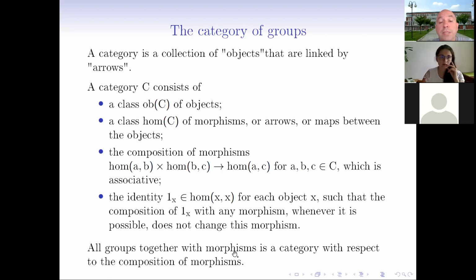All groups together with morphisms is a category with respect to the composition of morphisms. Indeed, if we take C as all groups, the objects of C are all groups, and the morphisms from A to B are homomorphisms from one group to another one. It depends on the ordering, by the way, so we can order in a different way. And then the identity is the identity morphism which maps from G to G. So it's, in fact, what is called a subcategory of the category of sets.